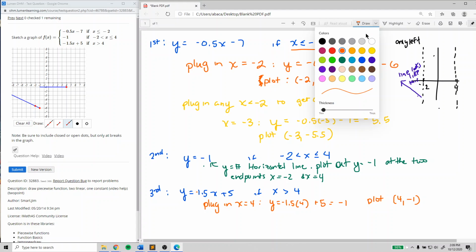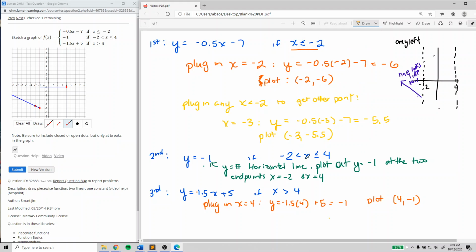And then we once again want to plot another point like we did with the first one, and keep the same idea in mind. We want to plot to the right. So if we plug in any number bigger than 4, we can plot that point. So I'm just going to plug in the next one, x equals 5. Okay, y equals -1.5 times 5 plus 5.